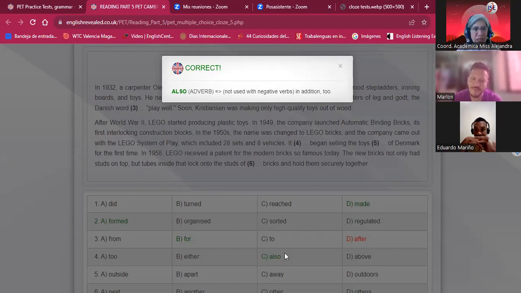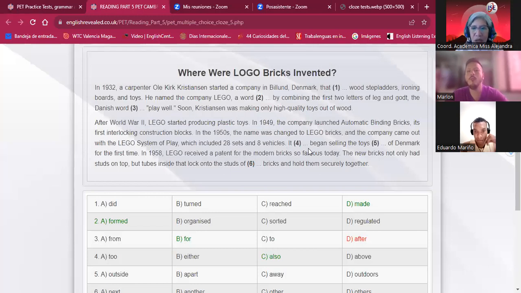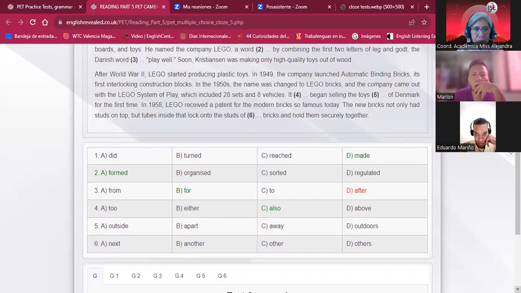Okay. Too is at the end of a sentence. For example, it began selling the toys in Denmark too for the first time. Let's continue with the next one. It also began selling the toys in Denmark for the first time. Number 5, outside, apart, away, and outdoors. Which one do you think it is, Madeline?